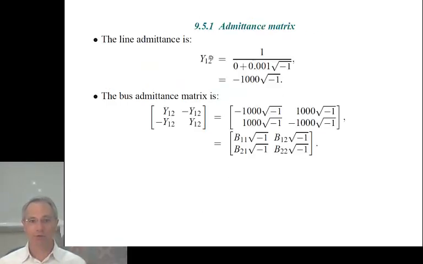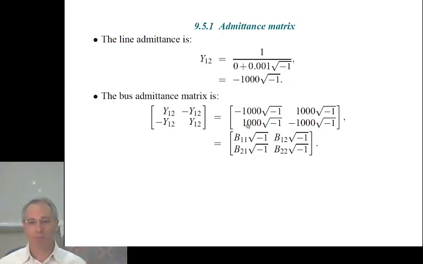The line admittance, as usual, is the reciprocal of the impedance, and that gives us minus 1,000 square root of minus 1. The bus admittance matrix is a matrix whose diagonal entries are the sum of the admittances connected to the corresponding buses. So both bus 1 and bus 2 have exactly the admittance Y12 connected to it. The off-diagonal entries are minus the admittances joining the corresponding buses. Joining bus 1 to bus 2 is an admittance of Y12, and so minus that admittance appears in the corresponding 1,2 and 2,1 entries of the admittance matrix.